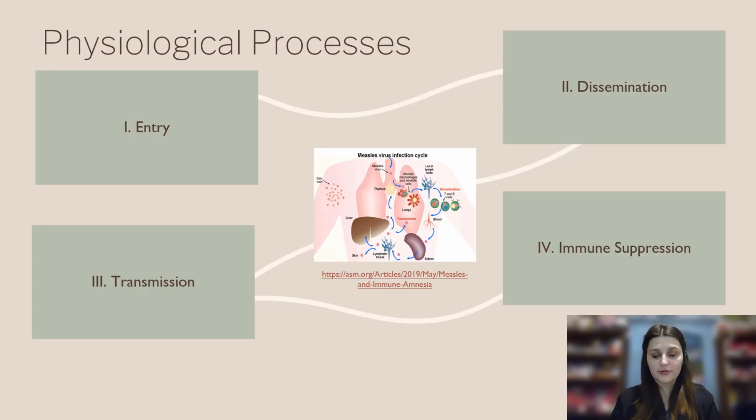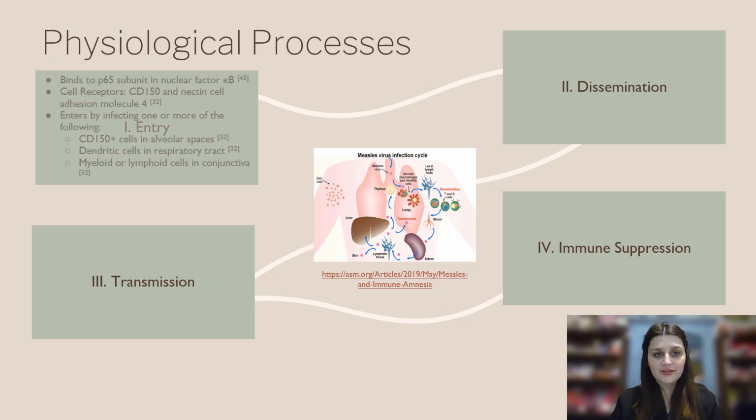So the physiological processes include entry, dissemination, transmission, and immune suppression. So the virus enters the body due to attachment of that hemagglutinin protein to the P65 subunit. The key cells here include the CD150 plus cells in the alveolar spaces, dendritic cells in the respiratory tract, and myeloid or lymphoid cells in the conjunctiva.